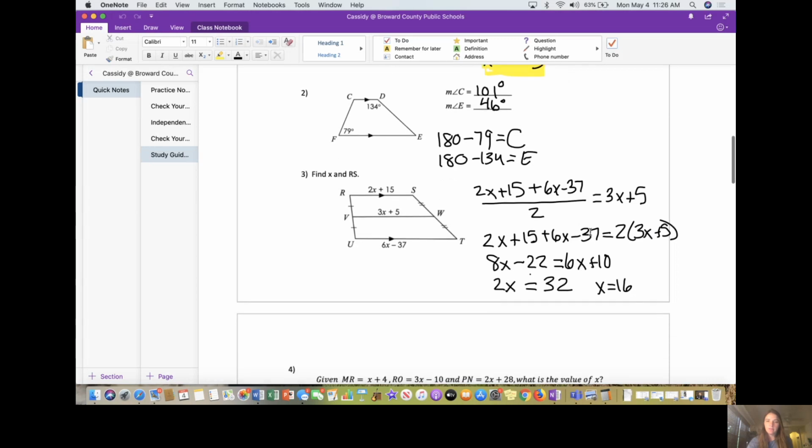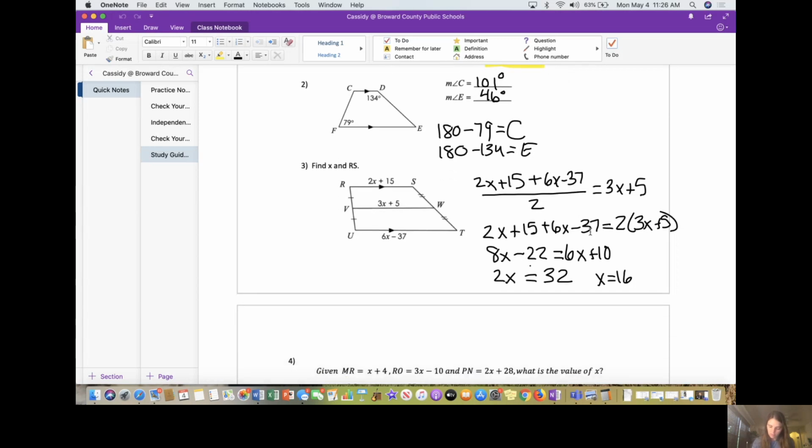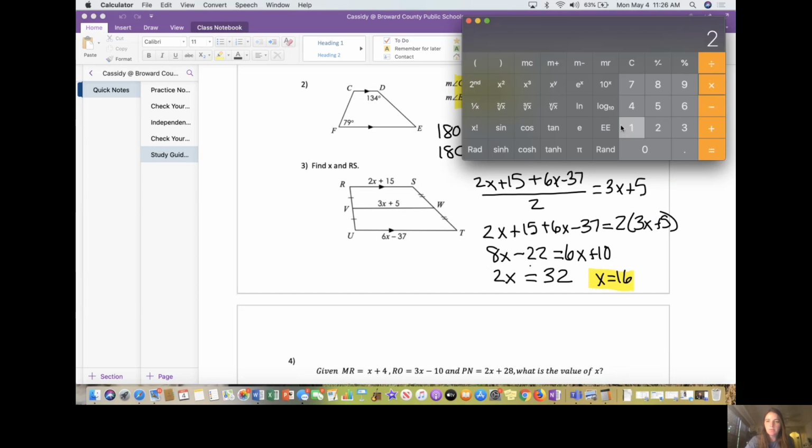And then lastly, this one is x equals 16. Remember we also, for this one, needed to find RS. Once we found x equals 16, we just need to plug it in. So 2 times 16, let's do it in our calculator: 2 times 16 plus 15 equals 47. So RS equals 47. Let's go on to the next page.